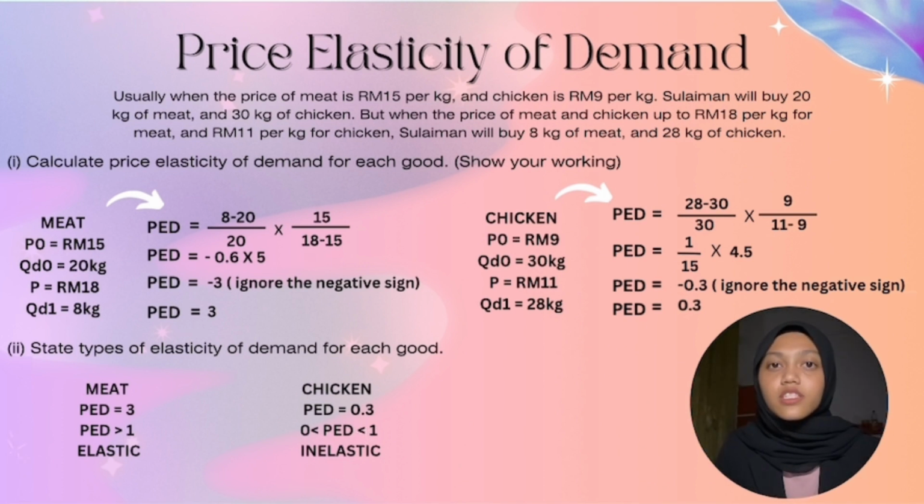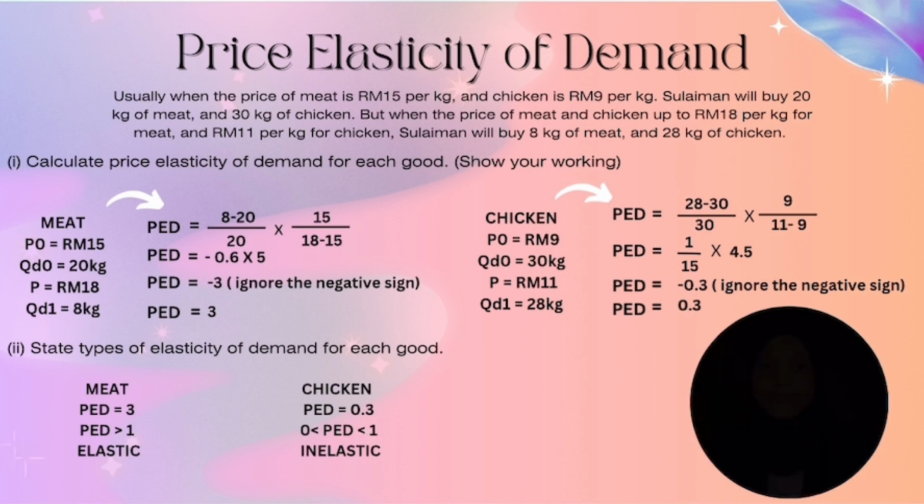Now the calculation is (8 minus 20) divided by 20, multiplied by 15 divided by (18 minus 15), equals to negative 0.6 multiplied by 5, equals to negative 3. We use absolute value to exclude the negative sign. So the answer is 3.